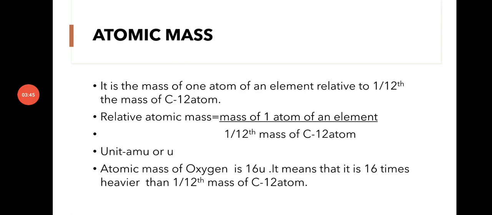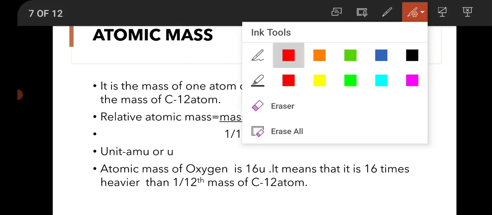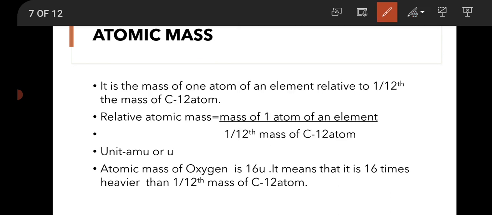Now let us define atomic mass. Atomic mass is the mass of one atom of an element relative to 1/12 the carbon 12 atom. Relative atomic mass is shown here: mass of one atom of an element divided by 1/12 the mass of a carbon 12 atom. Unit is AMU or U. Example: the atomic mass of oxygen is 16 U. It means that it is 16 times heavier than 1/12 the mass of a carbon 12 atom.